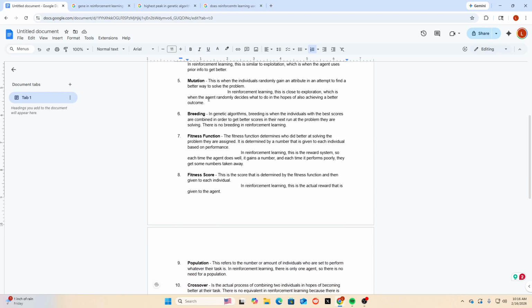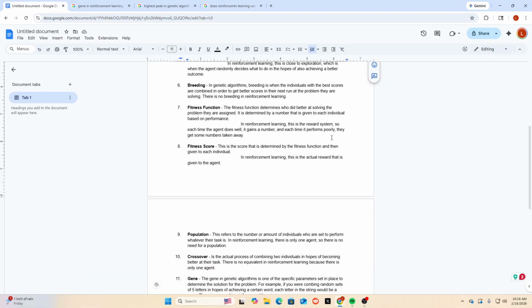And then for mutation, this is like the exploration factor in reinforcement learning. It's where you randomly gain an attribute in hopes of that helping you solve the problem better. And then breeding. In genetic algorithms, breeding is whenever you take two individuals with good scores and combine them in hopes of achieving a better score. There's no breeding in reinforcement learning because it's just the one agent.